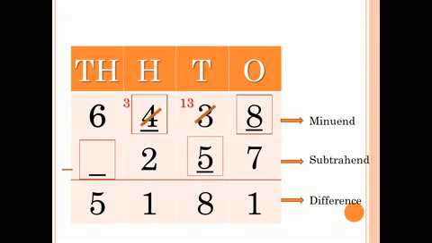Now in the last column, that is in the thousands place, we have to find out the subtrahend. The subtrahend is minuend minus difference. So now 6 minus 5 is 1. So the answer in the subtrahend is 1. So now we have got our answers as 4, 8, 1 and 5.